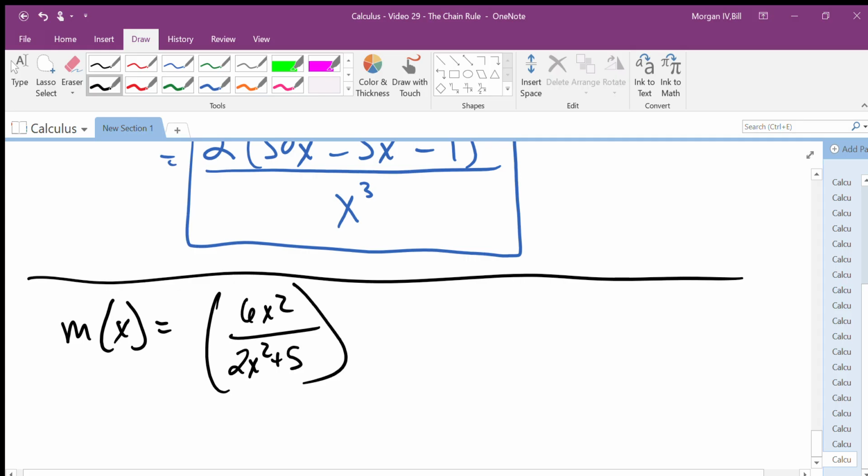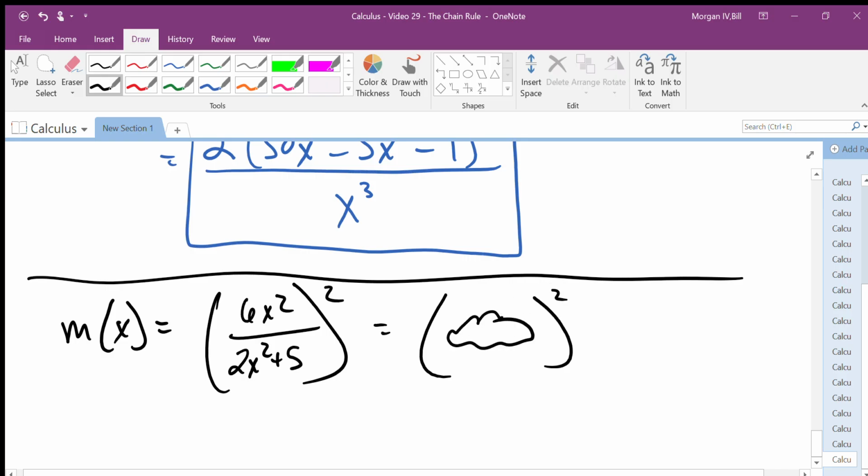All raised to the power of 2. Okay, so I have a quotient on the inside and this power on the outside. The outside, that's my outside function. I have something squared, right? If you're picturing this as I have some blob squared, the blob being my inside function.